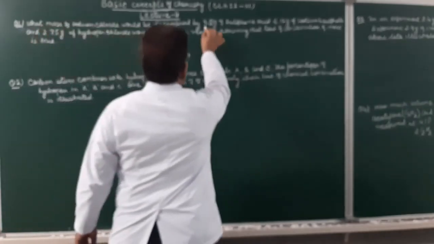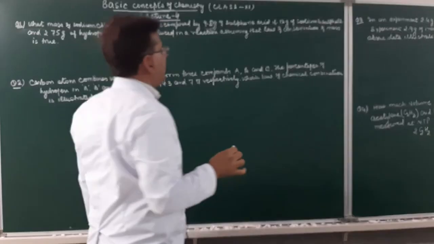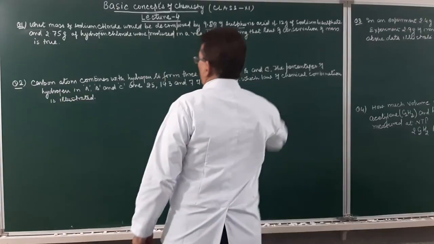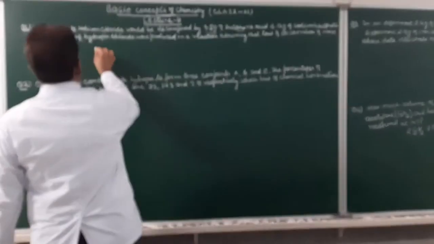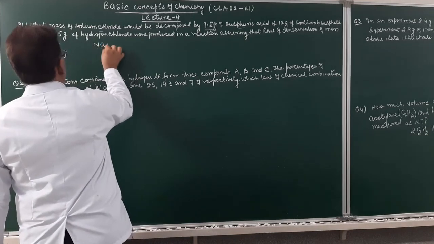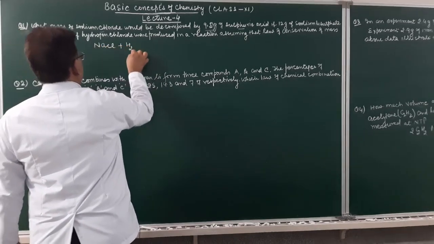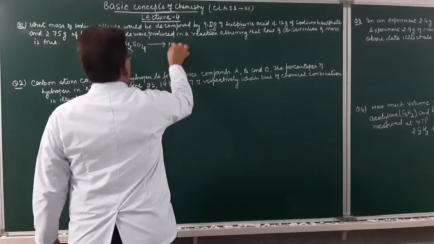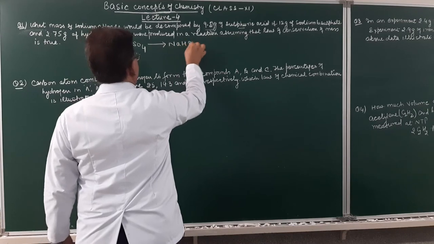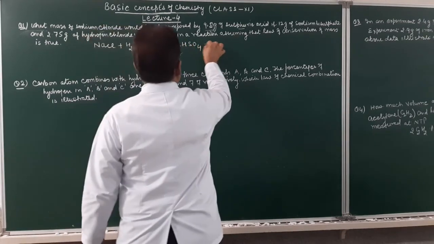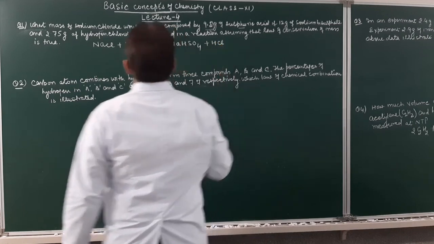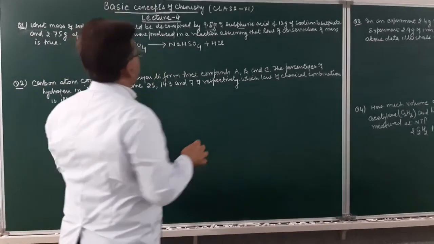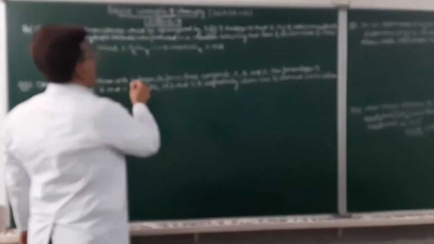Now question number 1. What mass of sodium chloride would be decomposed by 9.8 gram of sulfuric acid? If you take sodium chloride and sulfuric acid, sodium chloride, when made to react with sulfuric acid, will result in the formation of sodium bisulfate and HCl.